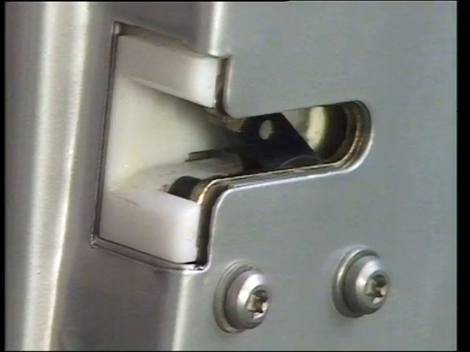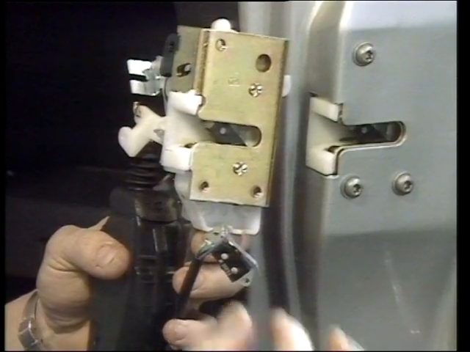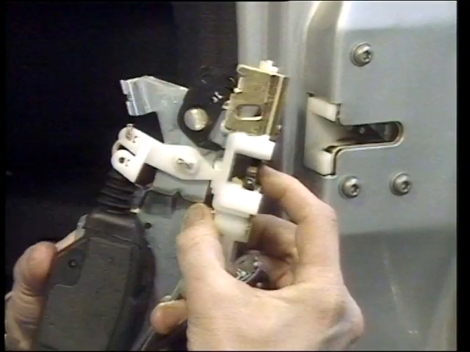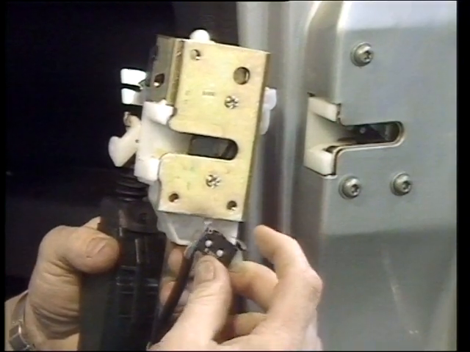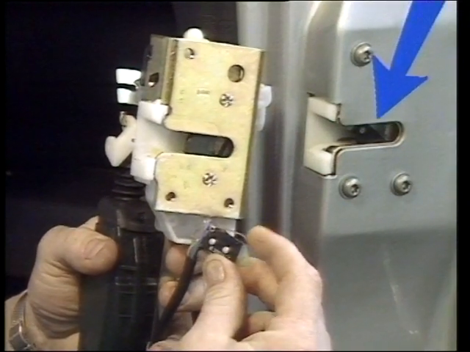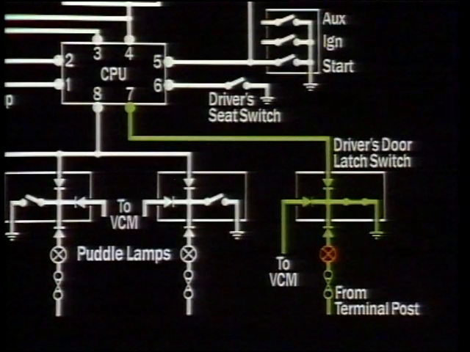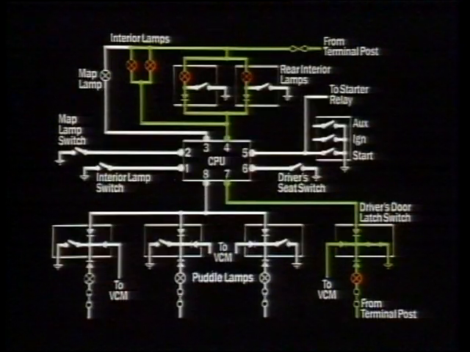All interior lamps and puddle lamps are activated by the door lock latch switches. There's one housed in each door. Inside the door lock latch, there's a micro switch operated by an arm pin. The arm pin will pivot forward when the door is open and backwards when it's closed. When it's in the forward position, it pushes the contacts of the micro switch together. This causes a signal to be input to the CPU and the vehicle condition monitor, the VCM.